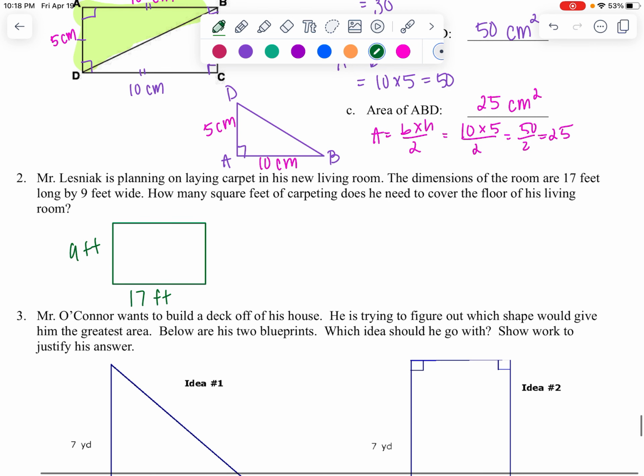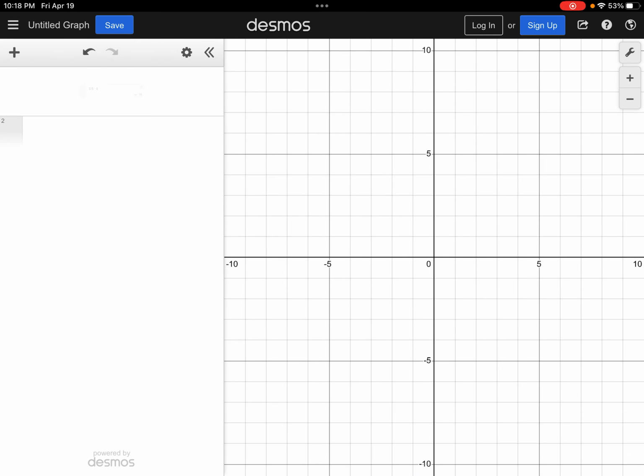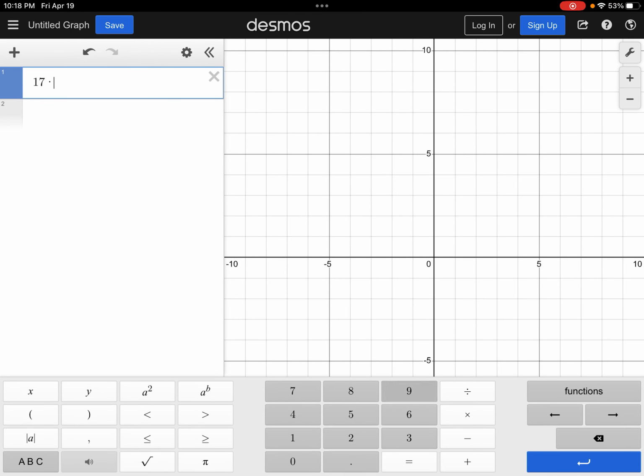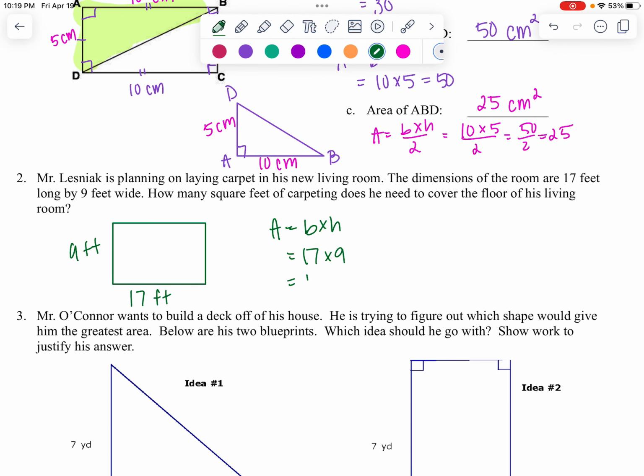And now it's very straightforward. We're just going to calculate the area. Base is 17. The height is 9. 17 times 9, if I were to plug that into my calculator, gives me 153. So it's going to be 153 feet squared. Nice. And then we're going to move on to number 3.